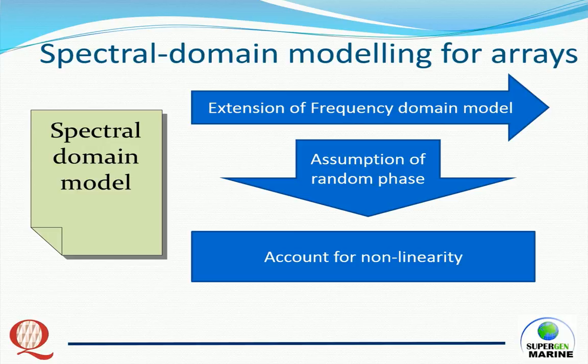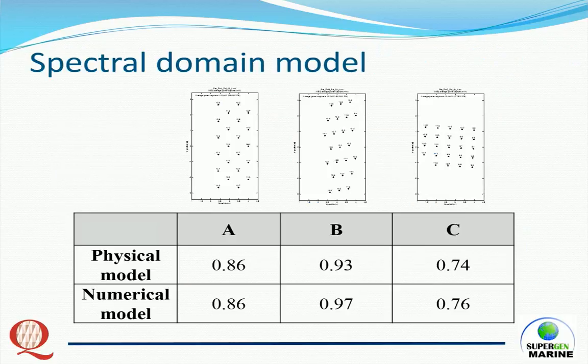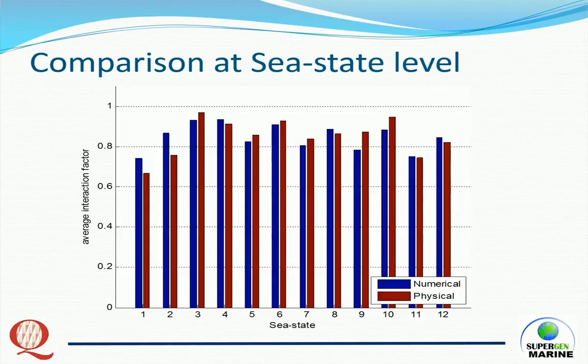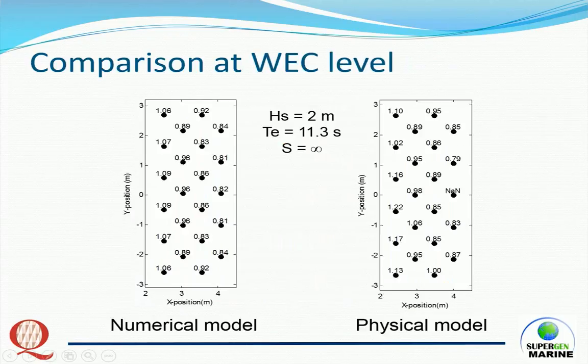So we compared these to some of the physical tests we did previously that I showed for the heaving buoys, and you can see that there's a reasonable similarity between the spectral domain model and the physical testing. That's on an array scale, if you like, the full farm scale. On an individual sea state, you can see that there's still some similarity, though similarity deteriorates a little bit. And then on an individual device basis for a single sea state, you can see that there is some similarity.